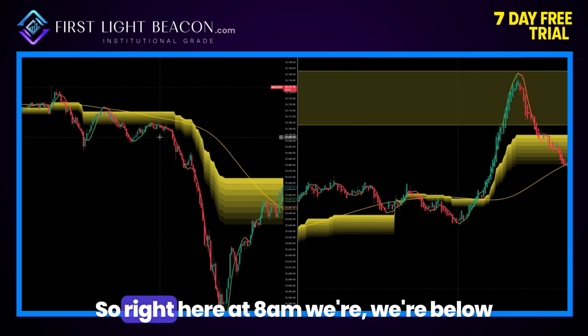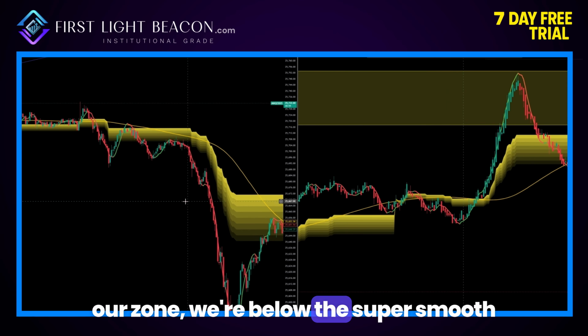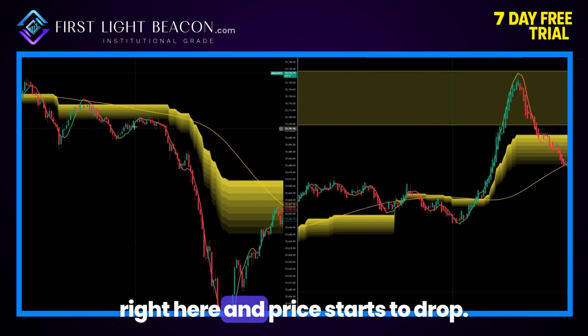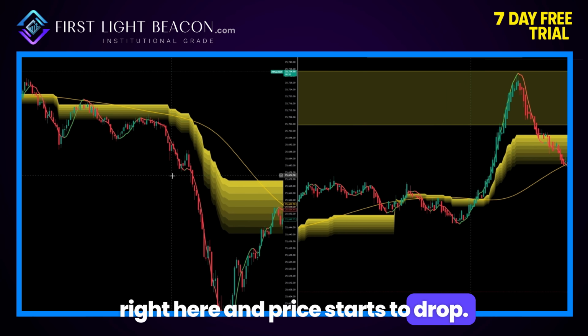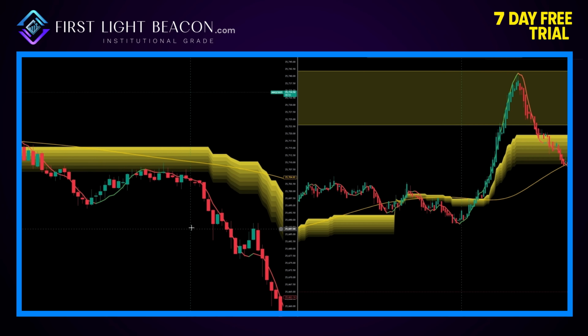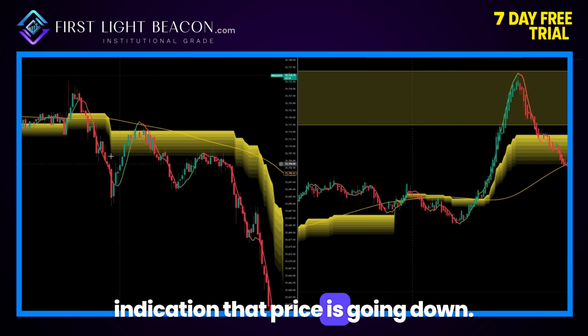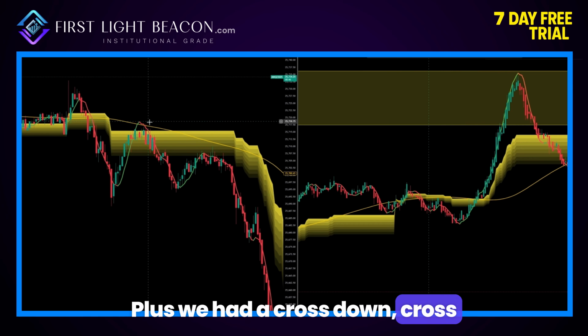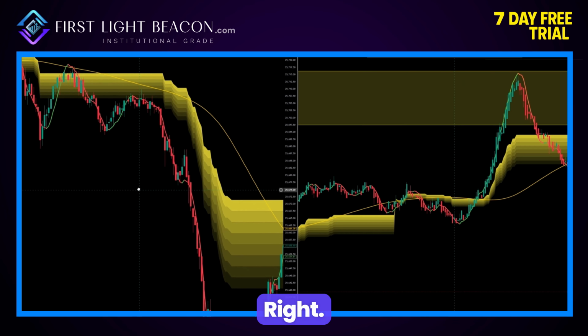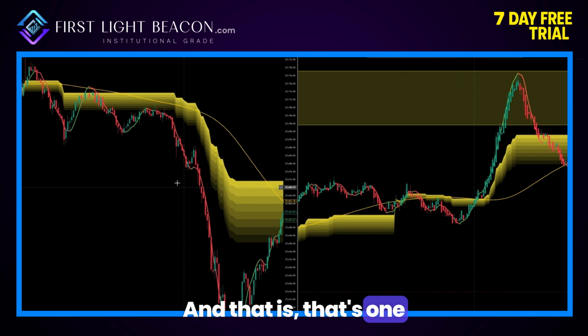Right. So right here at 8 a.m., we're below our zone. We're below the super smooth right here, and price starts to drop. Right, and we're wicking into the zones right here. So that's giving you a good indication that price is going down. Plus, we had a cross down, cross up, cross down, and then retest, right? And that's one of the entry models.